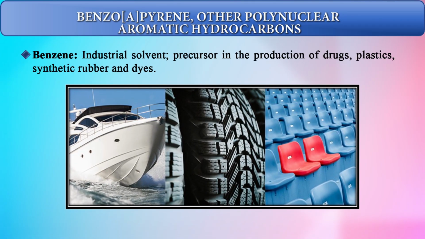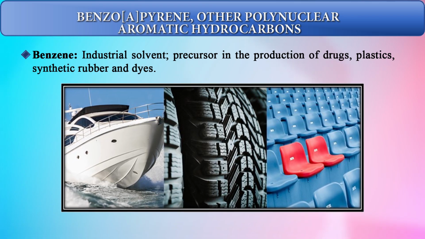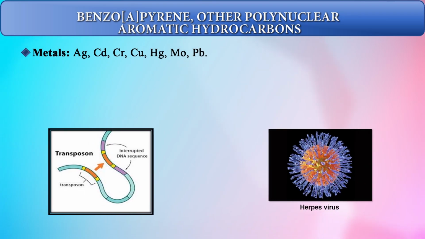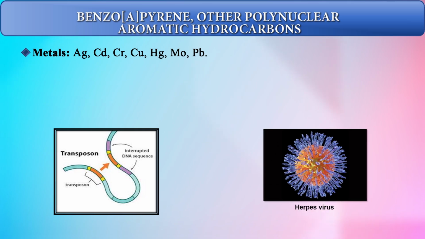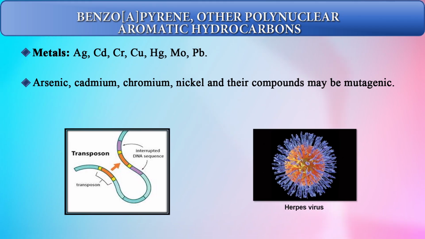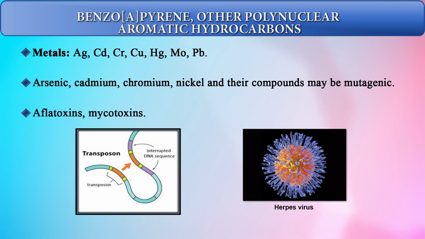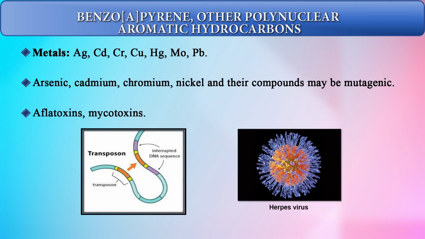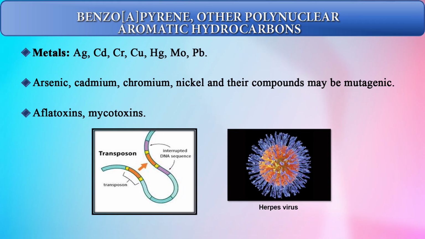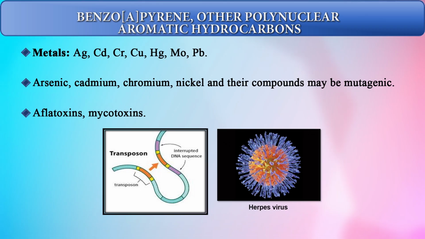Benzene: these are industrial solvents and precursors in the production of drugs, plastics, synthetic rubber and dyes. Metals such as silver, cadmium, chromium, copper, mercury, molybdenum and lead. In the same way, arsenic, cadmium, chromium, nickel and their compounds also have been shown to have mutagenic effects. Aflatoxins and mycotoxins, which come from a fungal source, can also cause these problems. Herpes virus can also bring about problems, and transposons can also bring about DNA mutations.